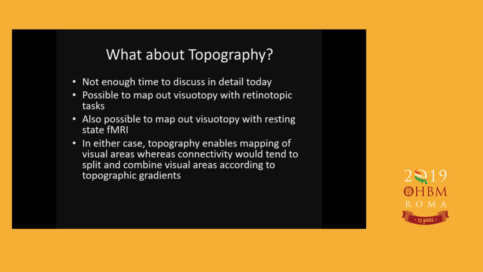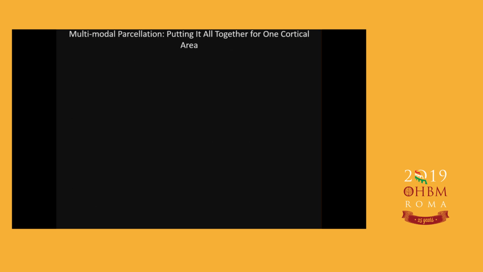In either case, topography allows us to map whole visual areas, where if we just did a simple clustering of, say, resting state connectivity, we wouldn't be able to map, say, V2 and V3 as being separate areas where we got the whole area. We would get a cluster that was V2 and V3 peripheral and another cluster that was V2 and V3 foveal. If we actually use the topographic mapping, we can do this in resting state or task and get the whole cortical area. And there are also somatotopic subareas in sensory motor cortex.